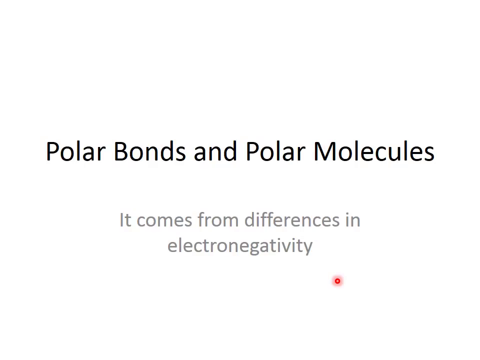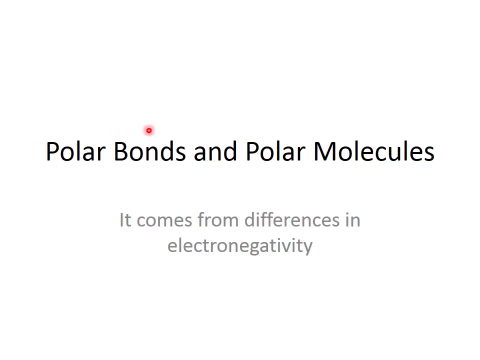In this online lecture, we're going to be looking at polar bonds and polar molecules. Polar bonds are bonds in which the electrons are not shared perfectly, and one atom is pulling the electrons towards it a little bit more than the other. And this comes from differences in electronegativity, and we'll see where that trend is in the periodic table.